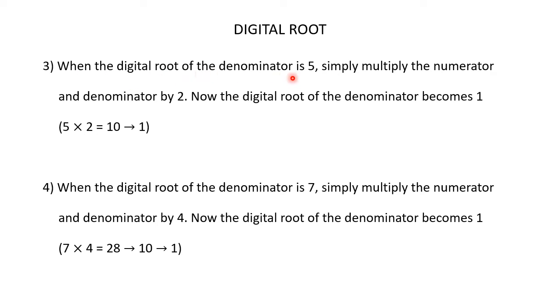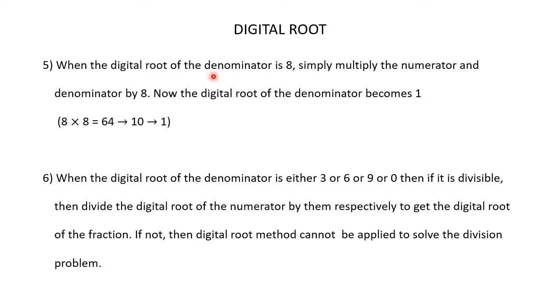When the digital root of the denominator is 5, simply multiply the numerator and denominator by 2. Now the digital root of the denominator becomes 1 because 5 multiplied by 2 is 10 and 1 plus 0 is 1. When the digital root of the denominator is 7, simply multiply the numerator and denominator by 4. Now the digital root of the denominator becomes 1 because 7 multiplied by 4 is 28 and 2 plus 8 is 10 and 1 plus 0 is 1. So 1 is the digital root of the denominator.